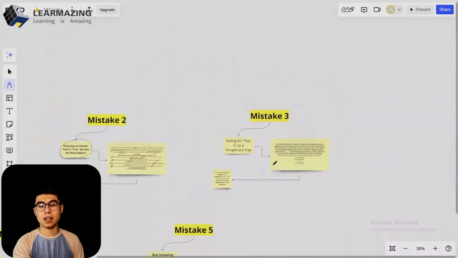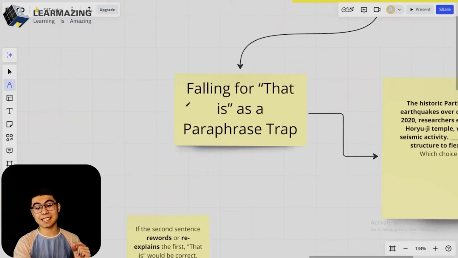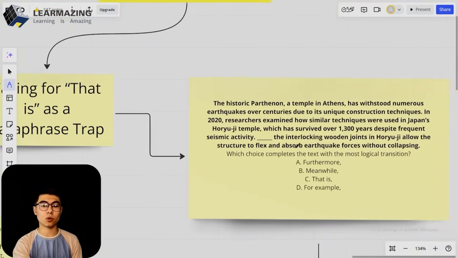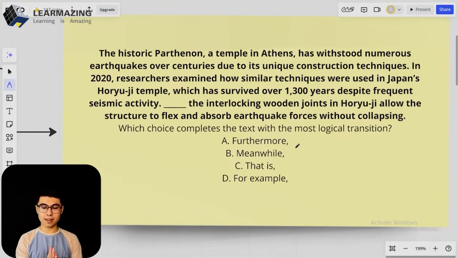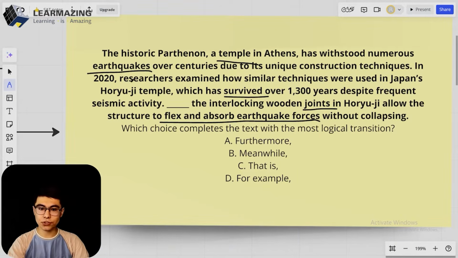And this one is also so powerful that so many students unintentionally make this mistake. That mistake is falling for a linking word as a paraphrase trap. Let me show you how it's used. The historical temple in Athens has withstood numerous earthquakes over centuries due to its unique construction techniques. In 2020, researchers examined how similar techniques were used in Japan's temple, which has survived over 1,300 years despite frequent seismic activity. The next sentence talks about the interlocking wooden joints in that temple, which allow the structure to flex and absorb earthquake forces without collapsing. So the first sentence talks about those earthquake-resistant techniques, and the next sentence talks about that temple in Japan and its similar technique.